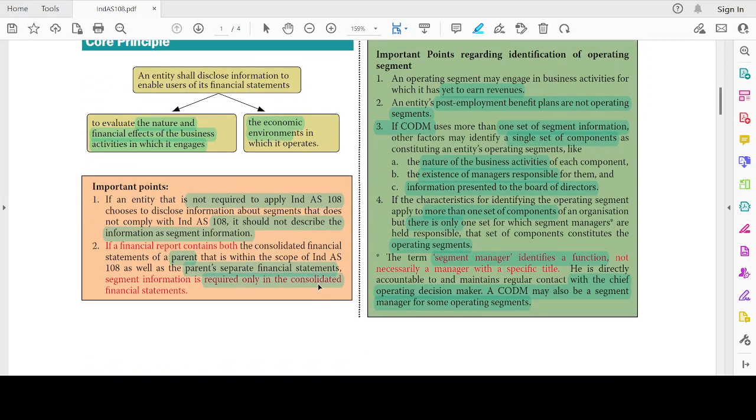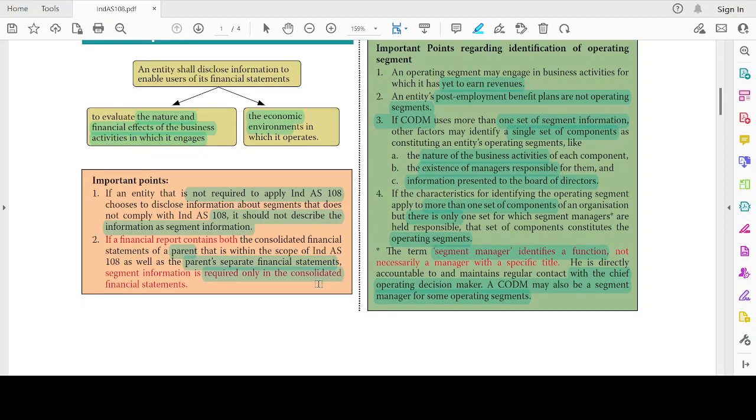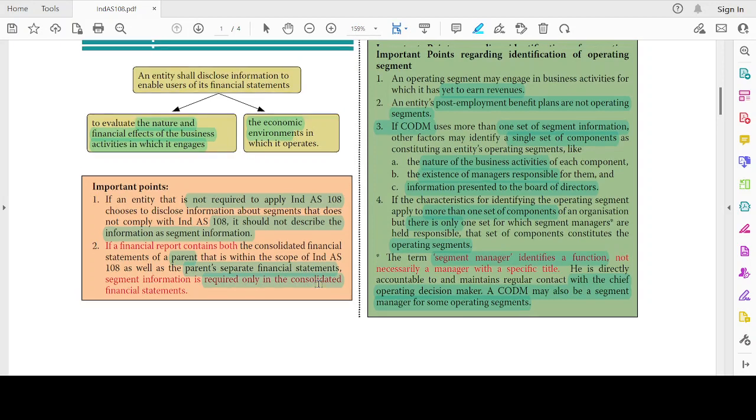If an entity that is not required to apply this standard reports some information as a separate disclosure, but it is not following the principles of Ind AS 108, then such information should not be titled as segment information. Then, if a financial report contains both the consolidated financial statements and the separate financial statements of a parent, then Ind AS 108 will be applicable only to the consolidated financial statements and not the separate financial statements.